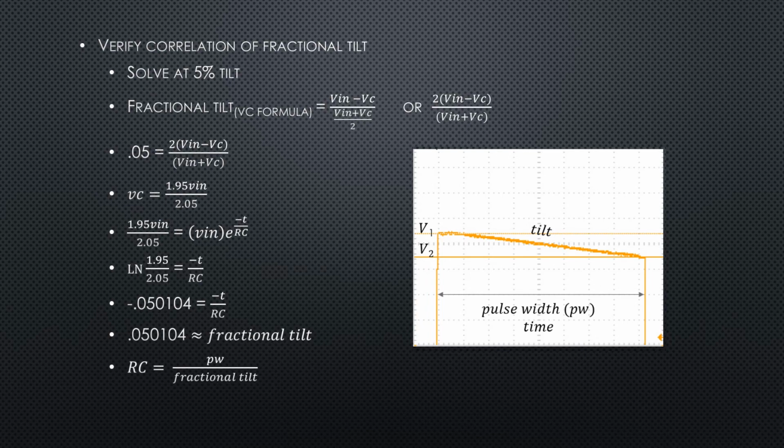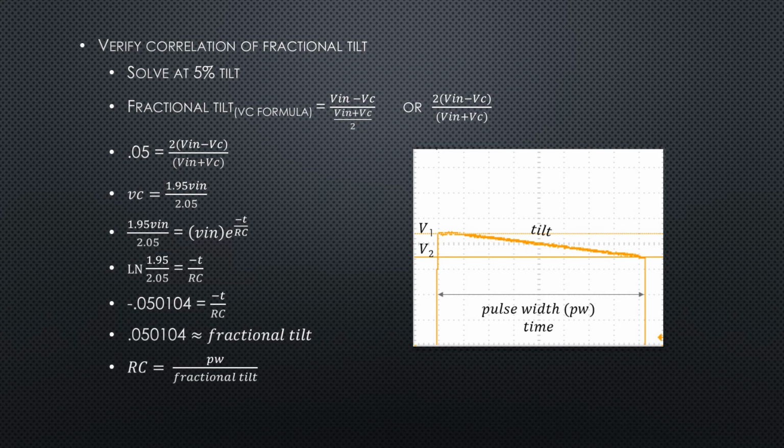So here's the math with a 5% fractional tilt. We've got 0.05 equal to all the stuff we did before, and you end up with the natural log of 1.95 divided by 2.05 now. And you see that when we take the natural log of that, we end up with 0.050104, which is very, very close to our fractional tilt.